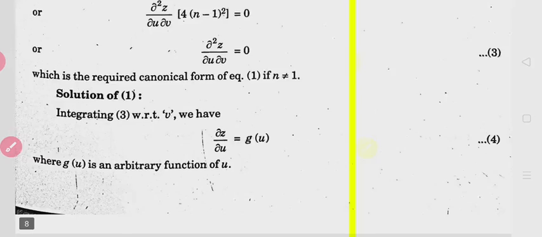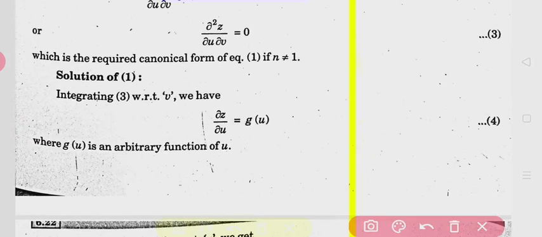Now you have to solve it, find out the solution of this one. So how to find out the solution? Just you have to take the integration with respect to u and v. So when you take the integration with respect to v, it will be ∂z/∂u and right hand side equal to constant. But हमारे यहाँ पर constant क्या है, जब v के रिस्पेक्ट में इंटीग्रेशन कर रहे हो u constant है, so that means right hand side will be the constant will be u, so that will be some function of u.